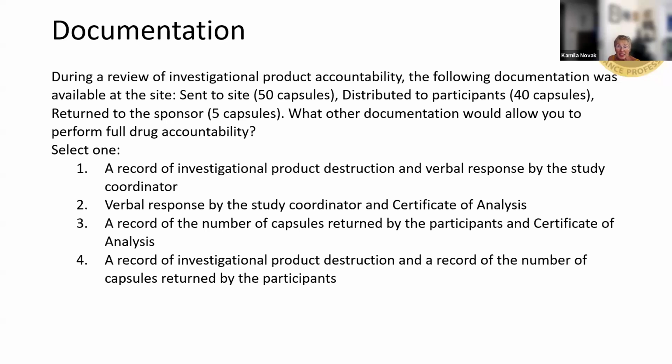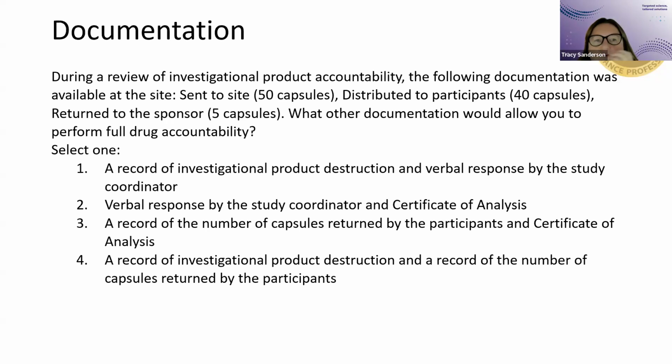So I want to see the record of the number of capsules returned by the participants. Maybe they forgot something. They were traveling and forgot the packaging. That happens in every single study where the patients take the product at home.